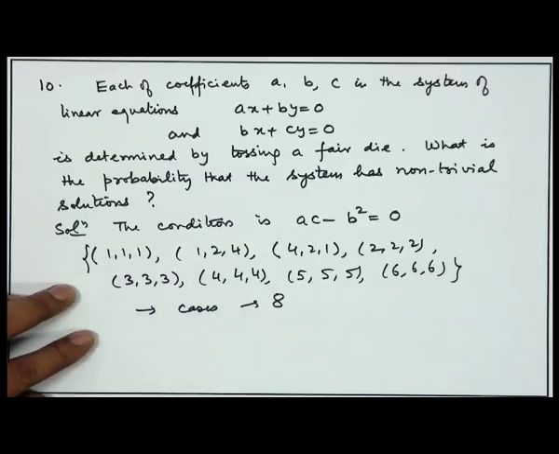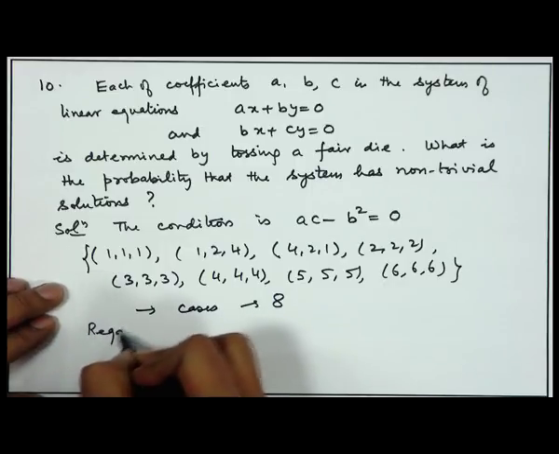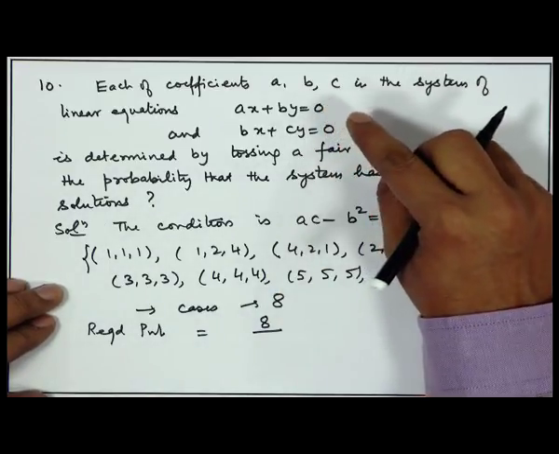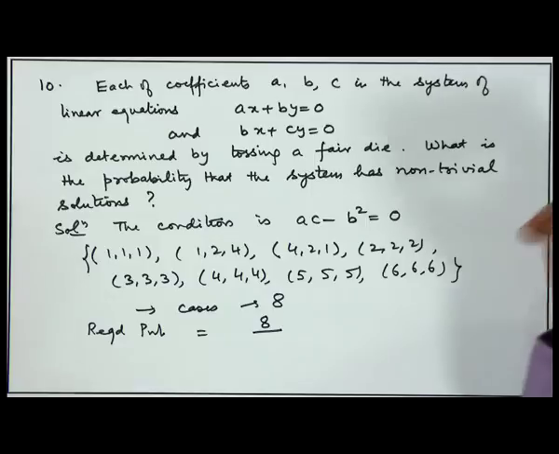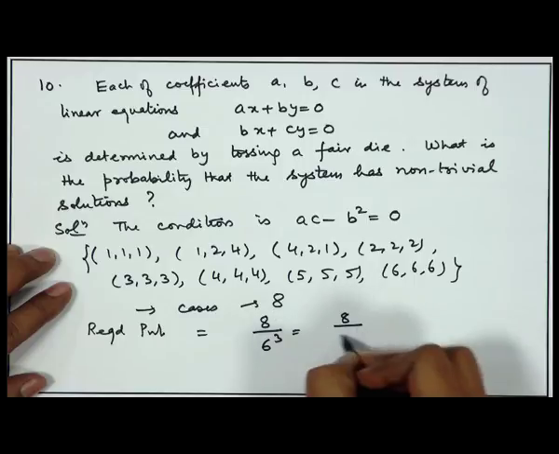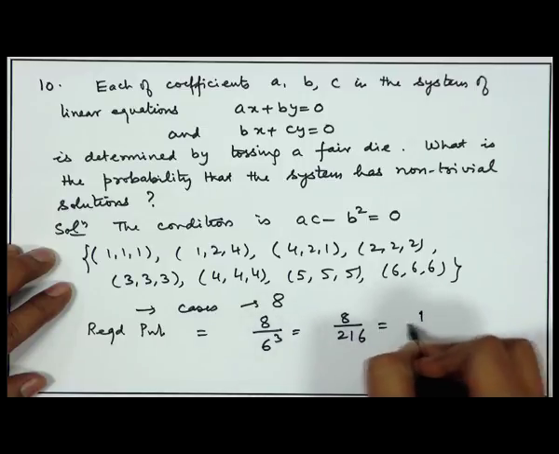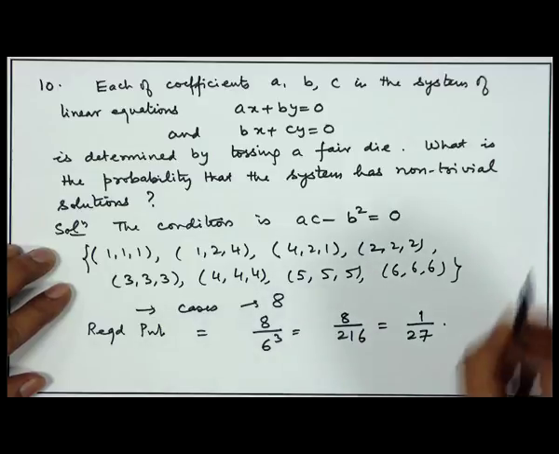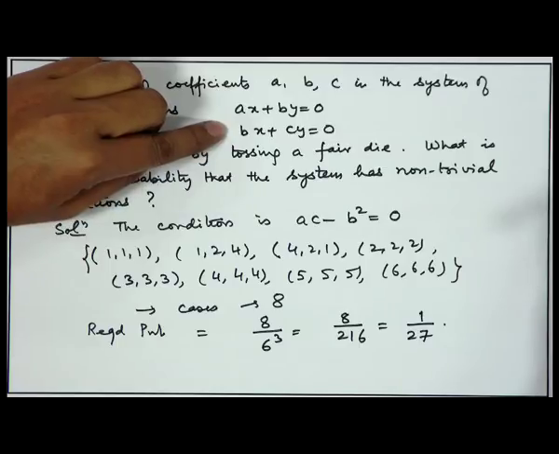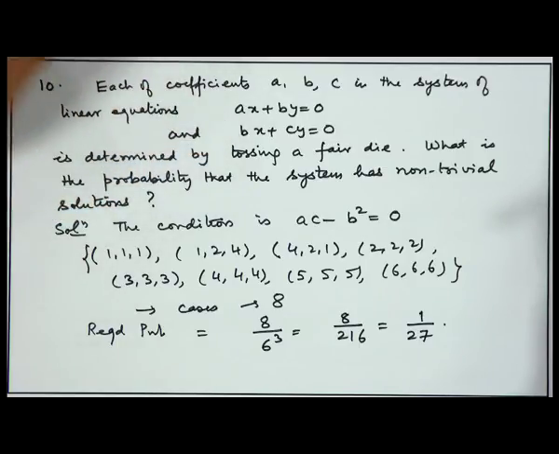So, the required probability will be 8 divided by the total number of cases when we toss a die 3 times. So, it will become 6 cube, that is 216. If we simplify, that is equal to 1 by 27. In this problem a little bit of mathematical knowledge is also required, but of course, the system of linear equations, at least 2 linear equations, you are doing in your class 11 and 12. So, you should be able to solve.